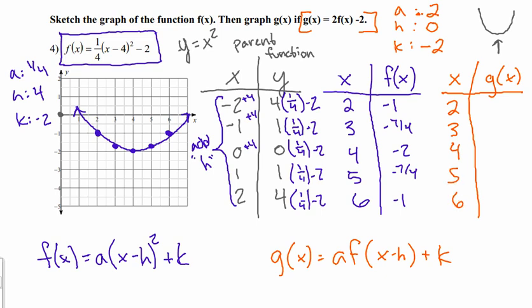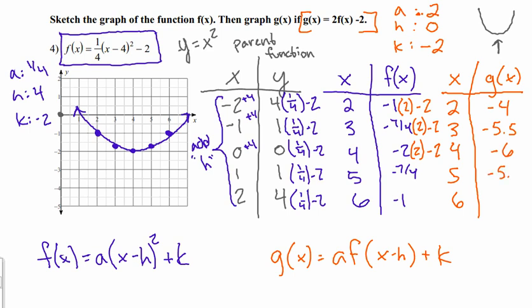Our y values, however, they do change, okay? And this is going to get a little messy. If you have a calculator, it's far less messy. We're going to have to multiply by a and then add k. So negative 1 times 2 is negative 2, minus 2, negative 4. Negative 7/4 times 2 minus 2. That's going to be negative 3.5 minus 2, negative 5.5. Negative 2 times a, which is 2, minus 2 will get us negative 6.